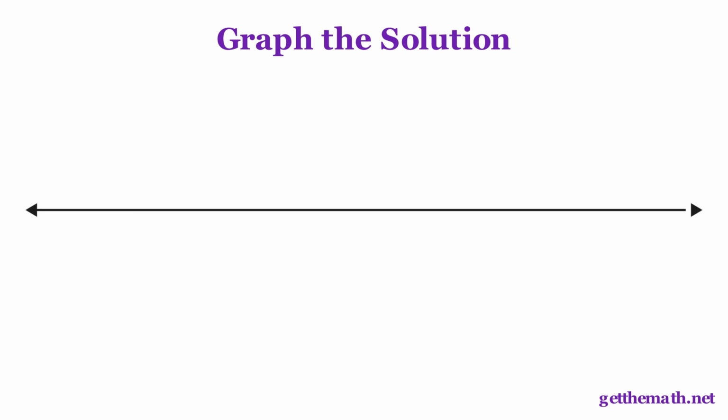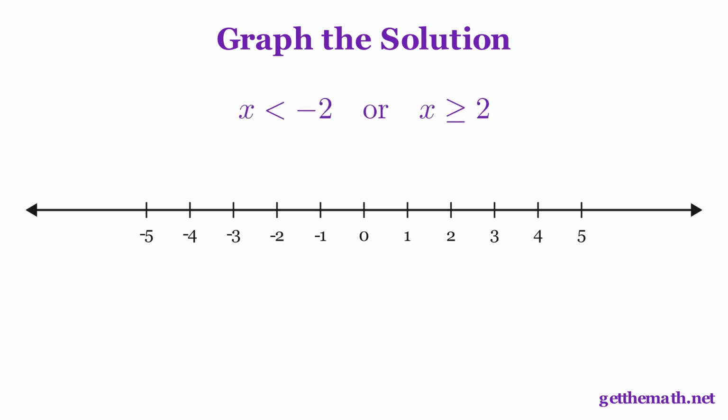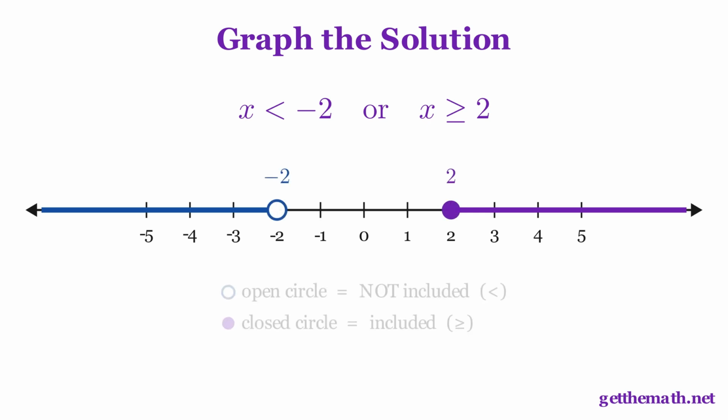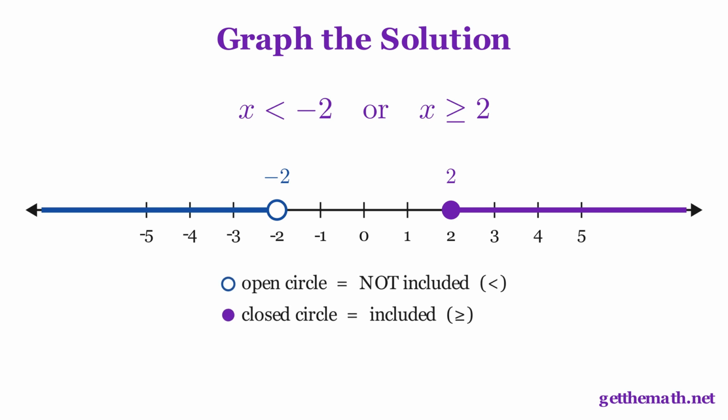Now let's graph the solution on a number line. For x less than negative 2, we place an open circle at negative 2 because it is not included, and shade everything to the left. For x greater than or equal to 2, we place a closed dot at 2 because it is included, and shade everything to the right. The two shaded rays point in opposite directions. That is the union. Let's recap everything.